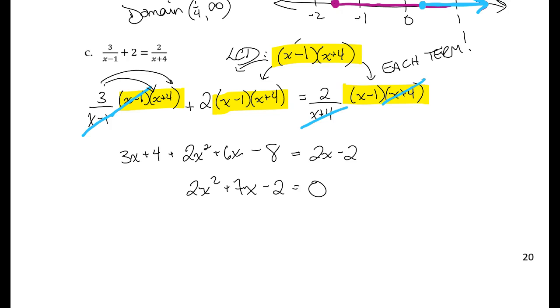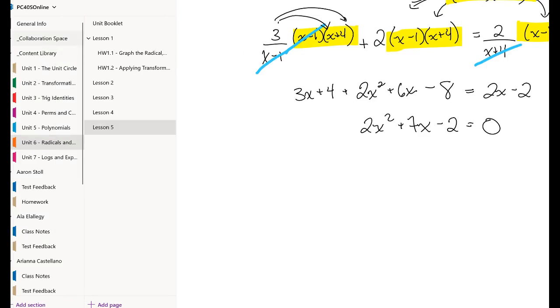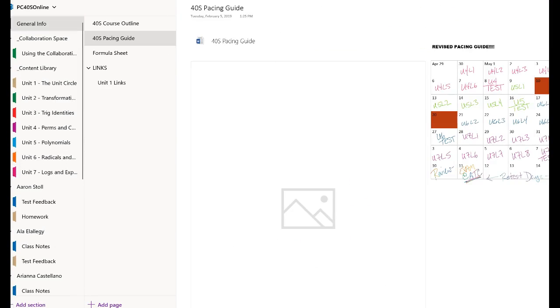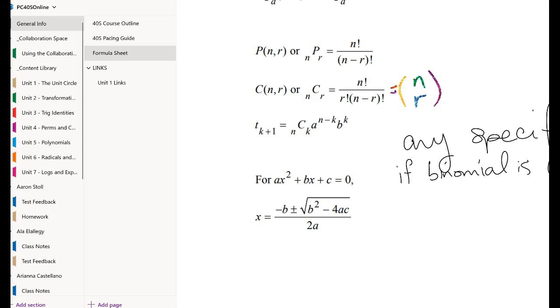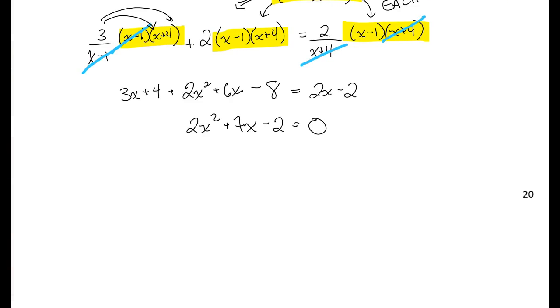Okay, now unfortunately, this is not factorable, and so I would need to use my quadratic equation. If you don't remember that, don't worry. I'm pretty sure if I go into our general info formula sheet, our quadratic formula is right there. Yay! So that'll be useful to have when we are doing this on the provincial exam and you run into a situation like this. So I can't factor it, which means I'm solving for x this way.